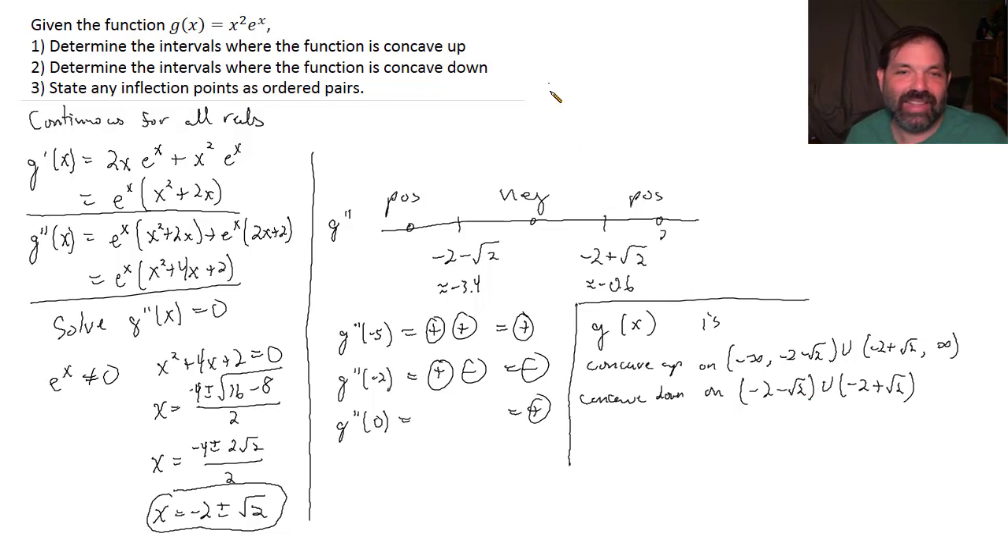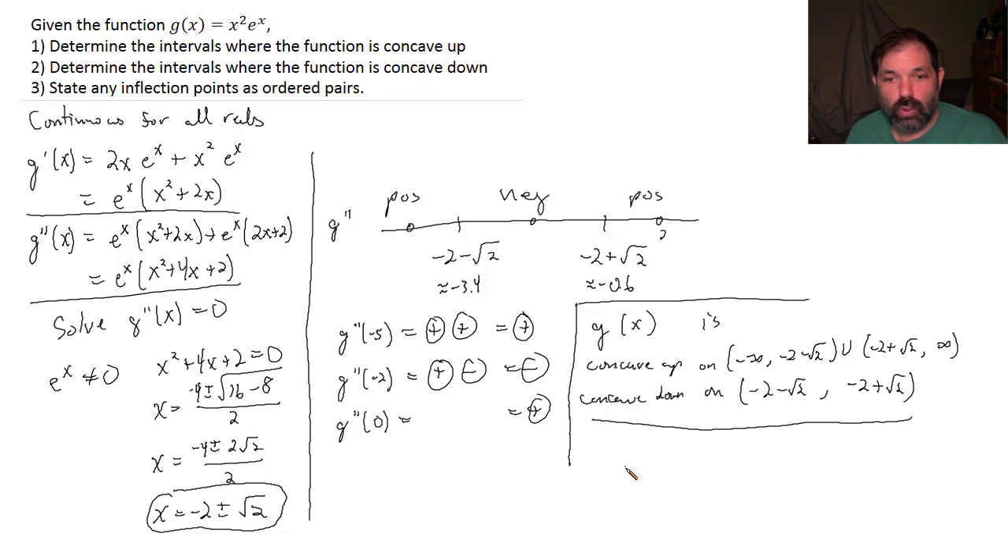Sorry, that was poorly written. That shouldn't be a union. There should just be a comma there. That's a single interval from negative 2 minus the square root of 2 to negative 2 plus the square root of 2. And we see the concavity change from positive to negative and then from negative to positive at each of those important values.